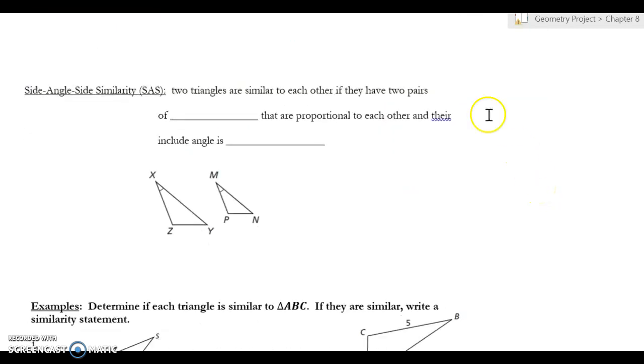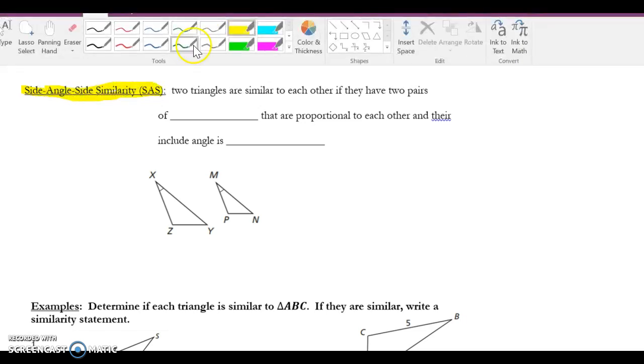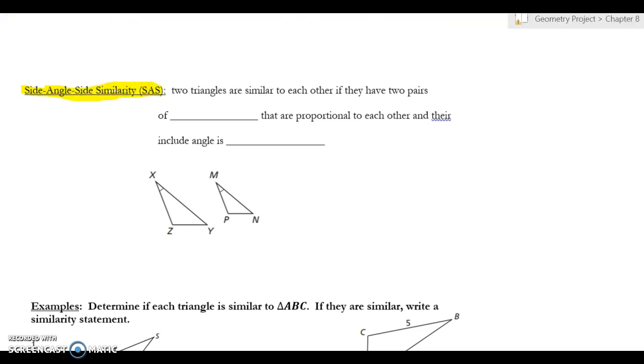All right, the next rule is side, angle, side, which is what it sounds like. You have two sides and an angle, and the angle you have is going to be squished. So two triangles are similar to each other if they have two pairs of sides that are proportional to each other and their included angle is equal.